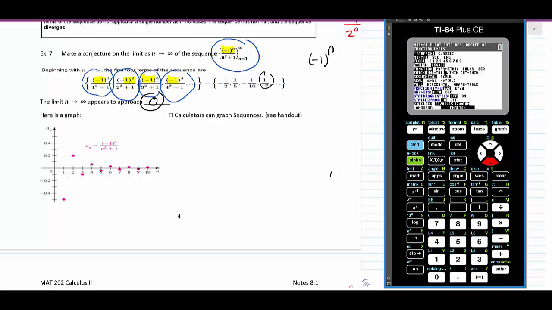Parametric, we will learn about that at the very end of the semester. Polar, if you took trig, a lot of you were in my trig class, we learned that just a little bit. But you see the one that says sequence at the end. If you're going to graph sequences and put sequences in your calculator, you want the mode to go to sequence mode. So that's the first thing you want to make a note of, okay?